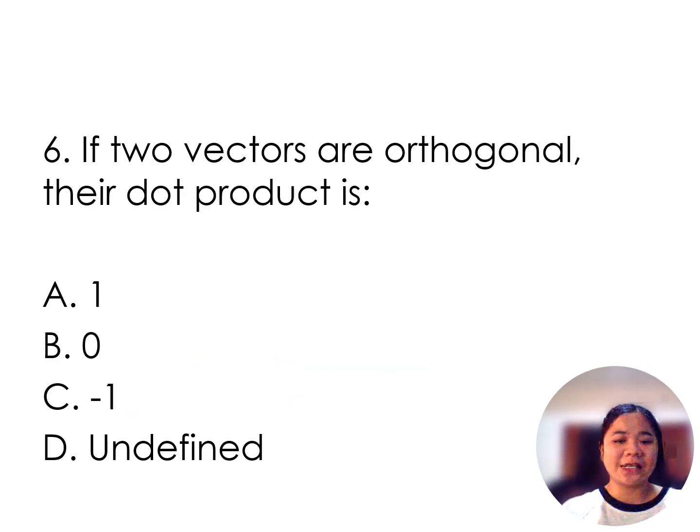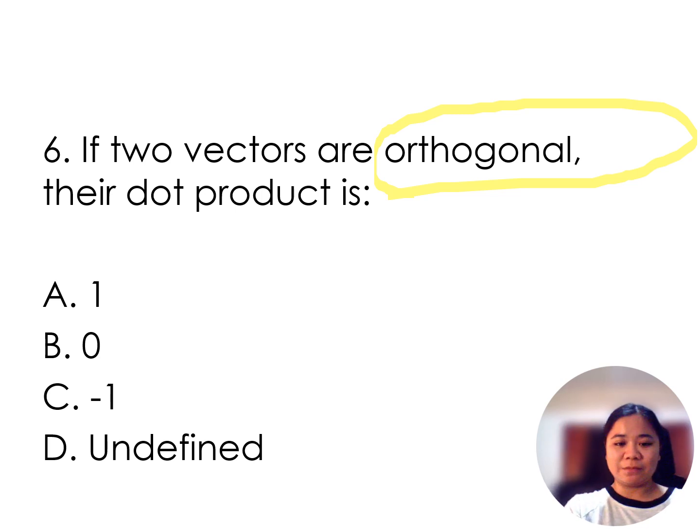Now let's proceed. Number 6. If two vectors are orthogonal, their dot product is? Pinag-uusapan natin dito is orthogonal. Orthogonal, their dot product. Are you done? Okay, so let's check. So the answer is letter B.